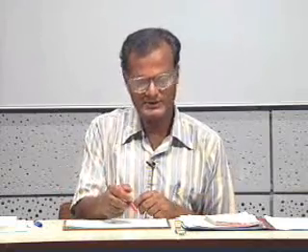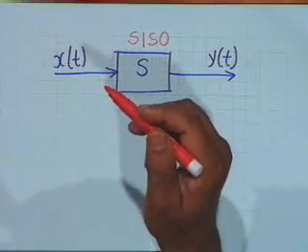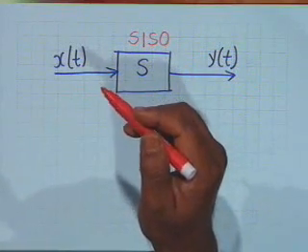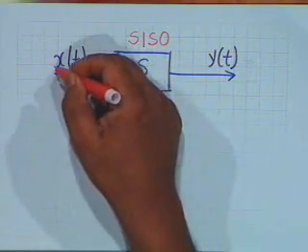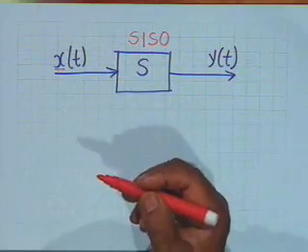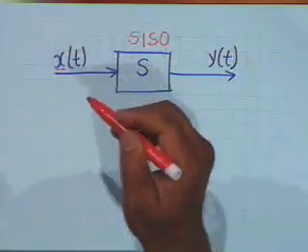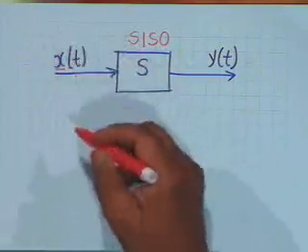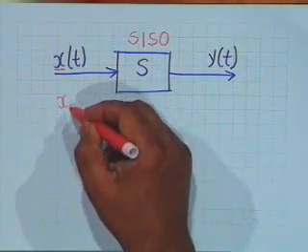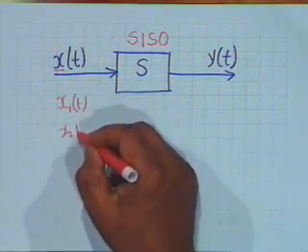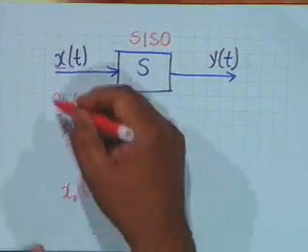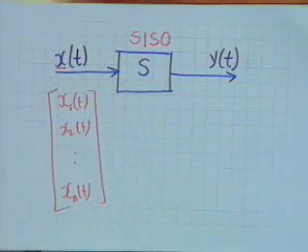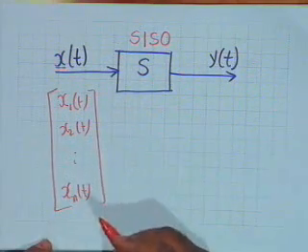So if there are many x of t's, then these inputs can be put in the form of a vector, that is a single column matrix, and under that condition we shall put a bar below x of t. That means it is a vector. X of t, for example, can be a number of inputs like x1, x2 up to xn of t, and this can be put in the form of a single column matrix which is called a vector.